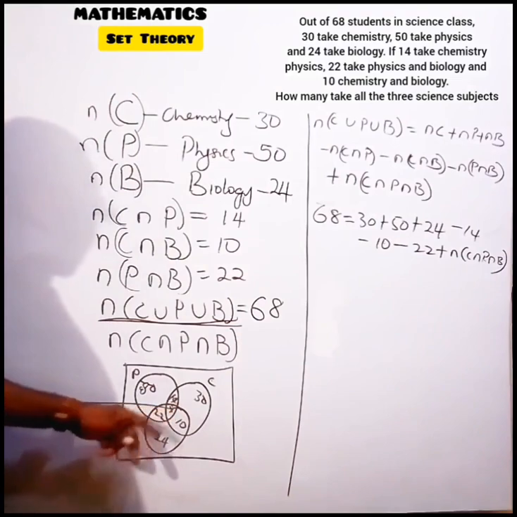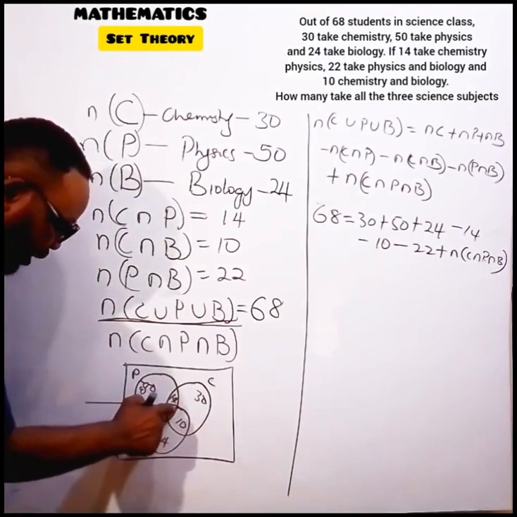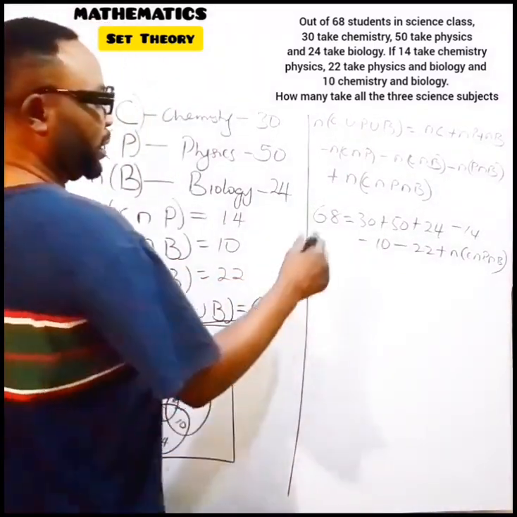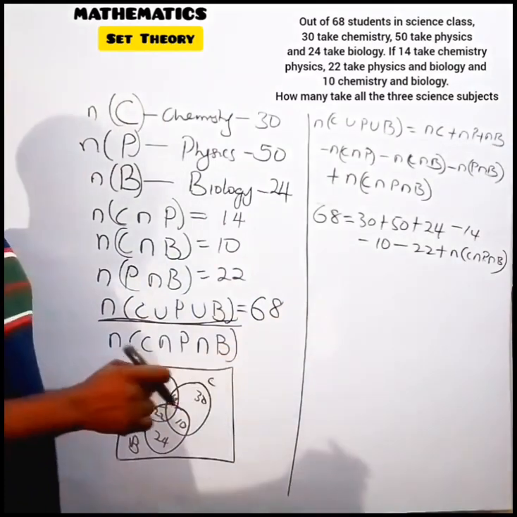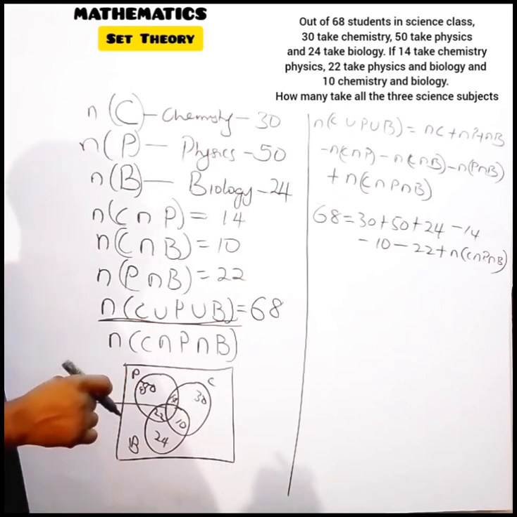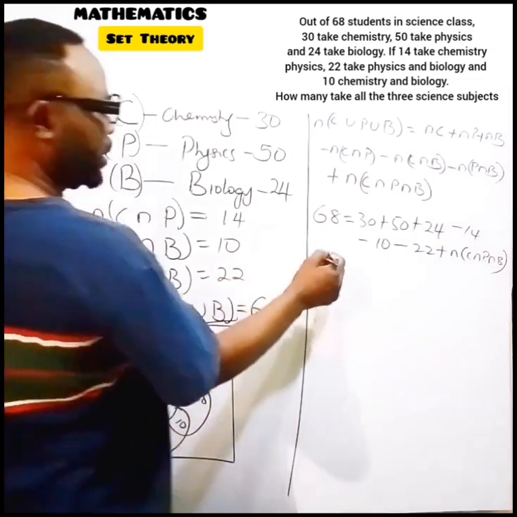There is no value here yet. Now that's what we are trying to find out. Now we are going to have the total number equal to 68.